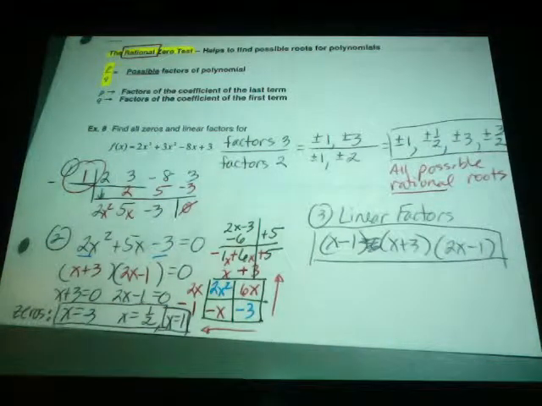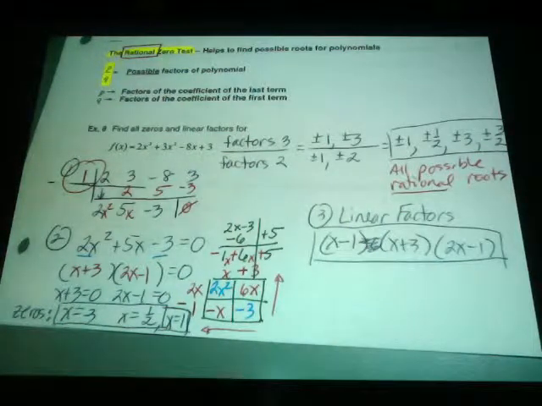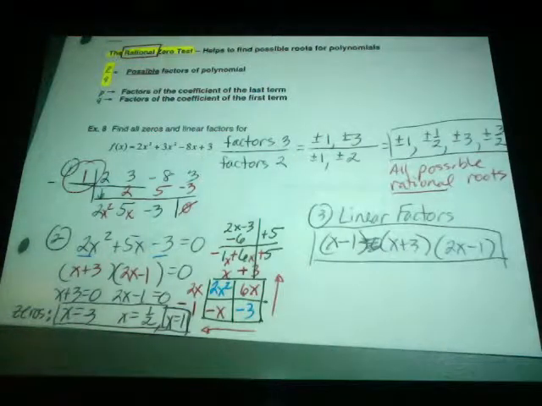Sometimes they're not going to ask for the linear factors. Sometimes they'll just ask for the zeros. 3 zeros, you'll have 3 linear factors. At most, how many zeros were we going to have? 3, and we ended up with 3, so they were all rational.